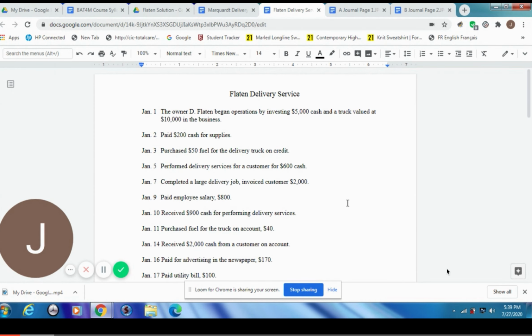Right, so let's start with the first transaction here on January 1. It says the owner, D. Flatten, began operations by investing $5,000 cash and a truck valued at $10,000 in the business. So this is an investment by the owner of a couple of things, cash and also a delivery truck that's worth $10,000. So let's go to our journal page and we'll do that journal entry on January 1.